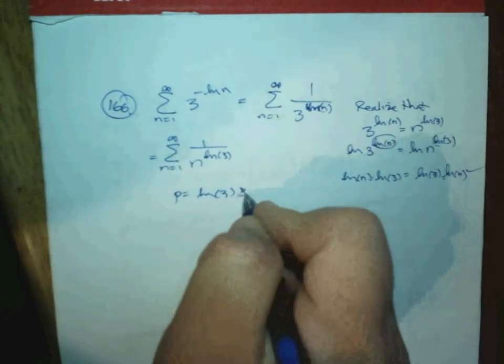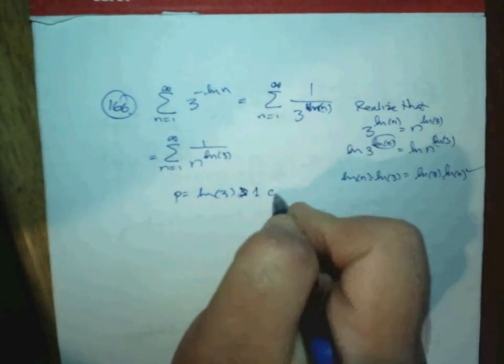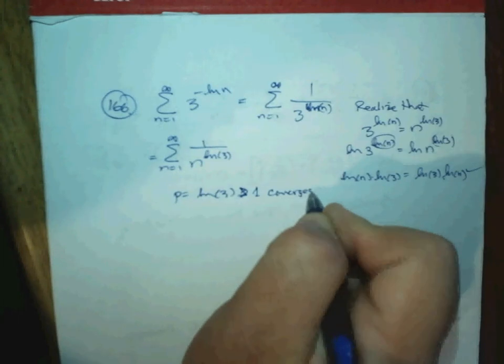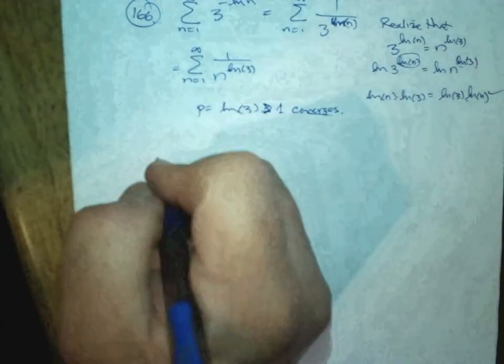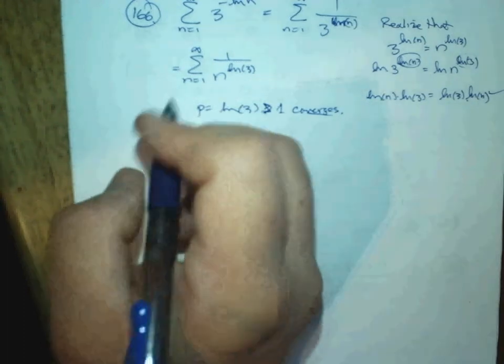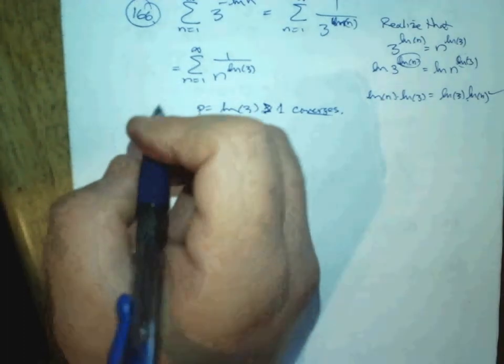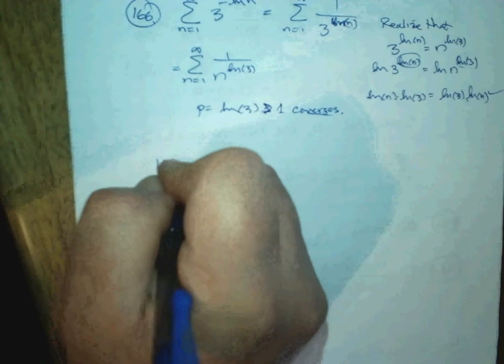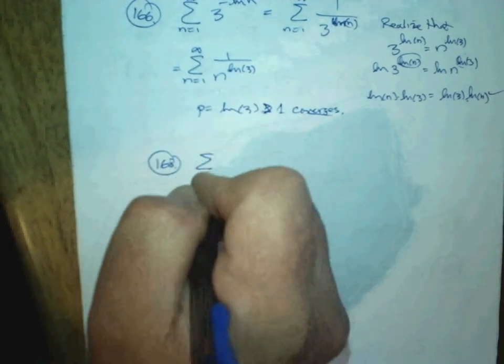Okay. So what does that mean? Well, ln of 3 is your p, which is bigger than 1. So this converges. And that's the conclusion we get from this. Okay.